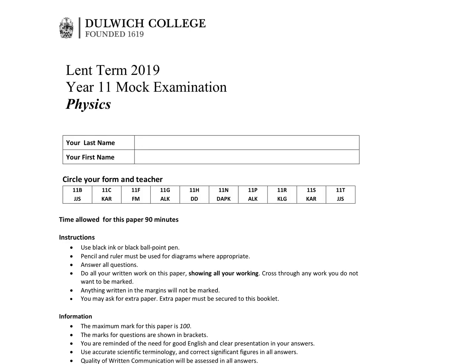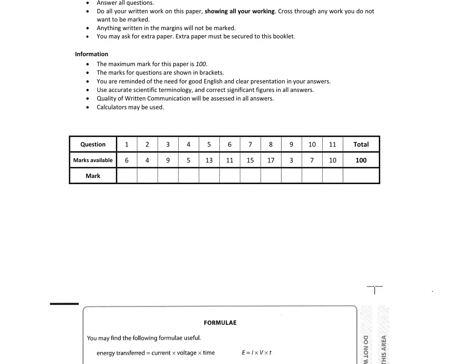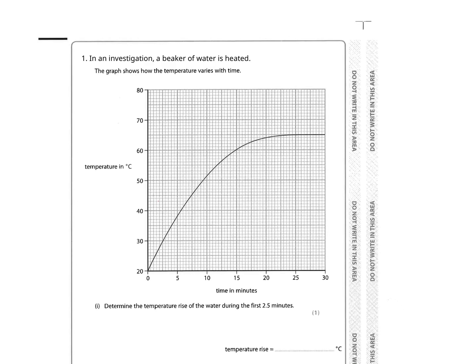Here is a mark scheme for the 2019 Year 11 mock exam in physics. It's a 90-minute paper. Hopefully we'll do it a lot quicker than that. Now we're going to jump straight into question 1, and we're going to talk through the answers.